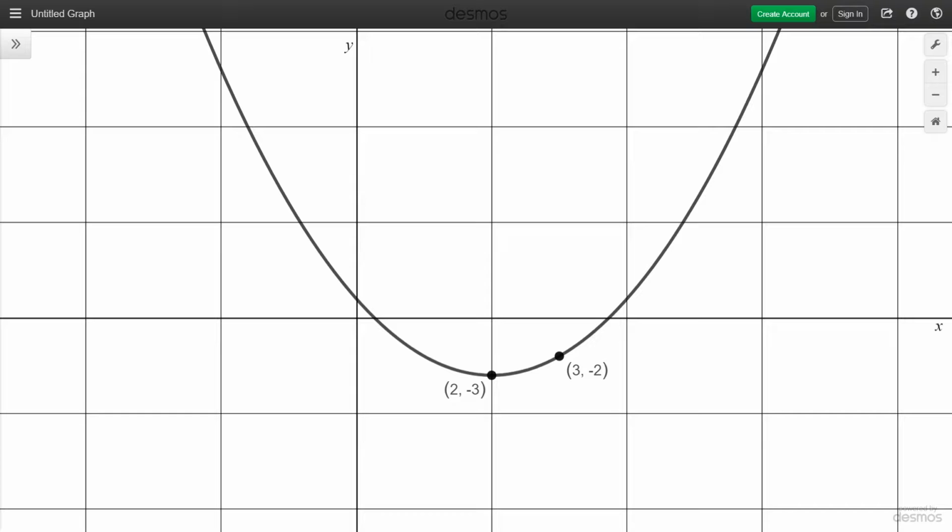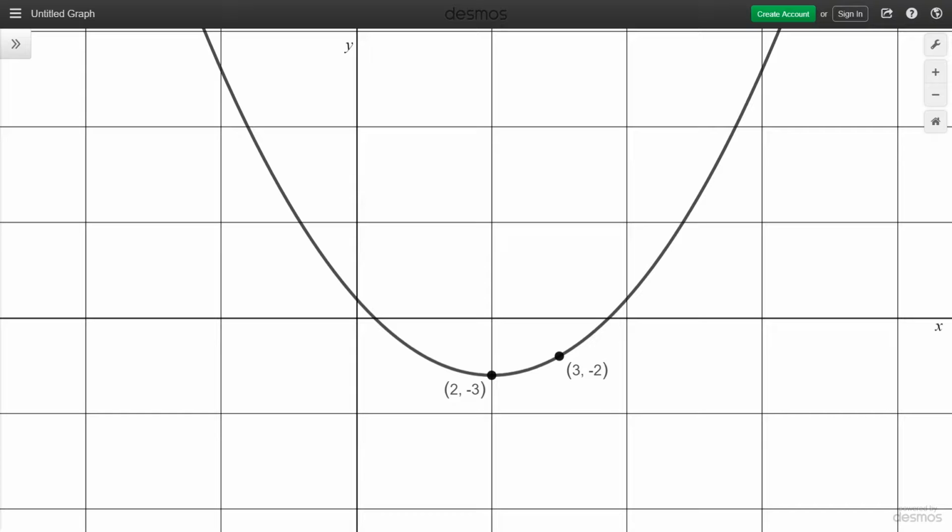In this video, we're going to be looking at the graph and identifying what quadratic equation this is. So there are two main methods that you can use to identify graphs like this.